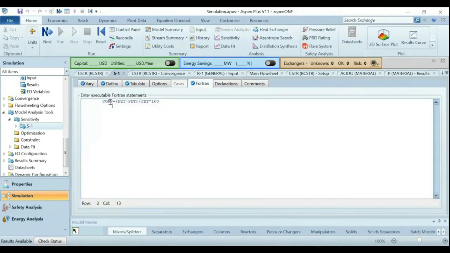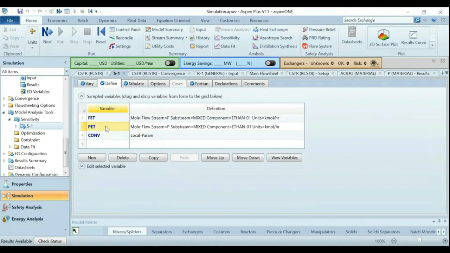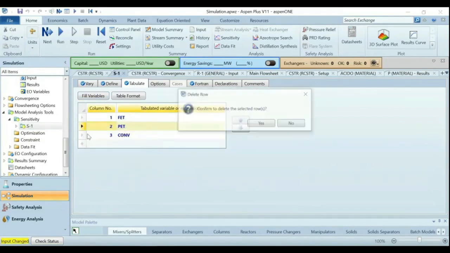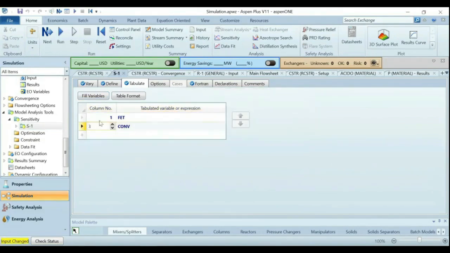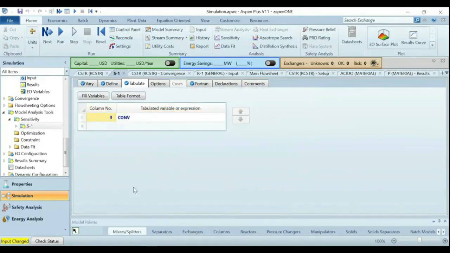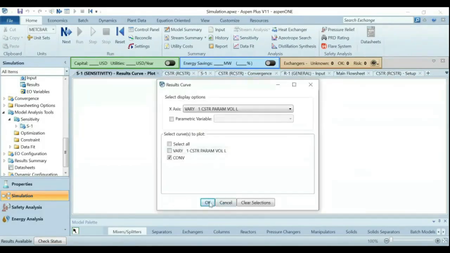So after defining these variables, we must tabulate them. Be sure that you have defined these 3 variables here. And after that, go to tabulate and fill variables. Okay, and you can fill all variables. Normally it fills all variables, but let's delete the other variables so they are not present in our graphic, because we're going to work with the results only for this variable, the conversion. Let's run our sensitivity analysis.